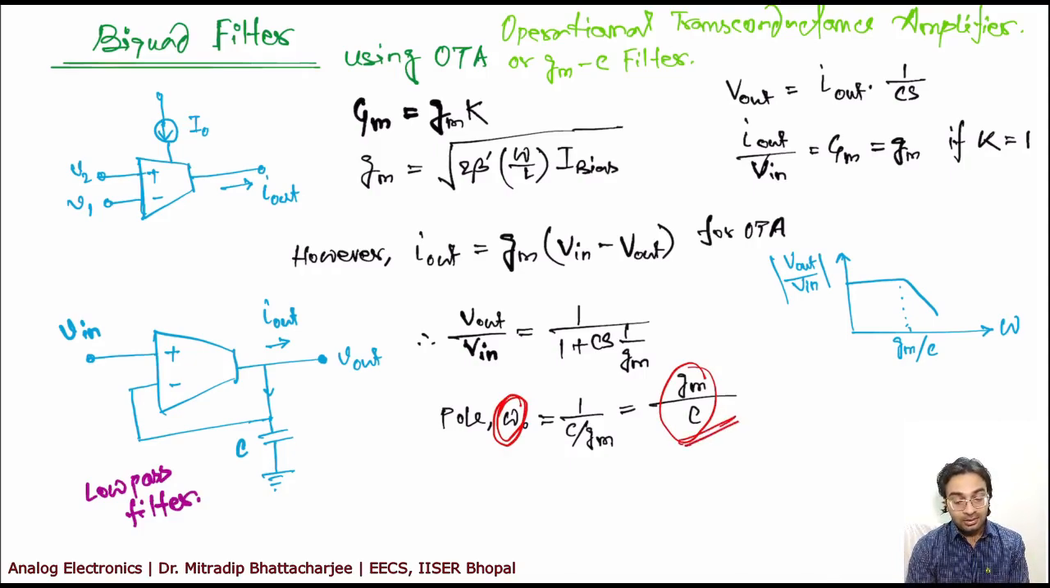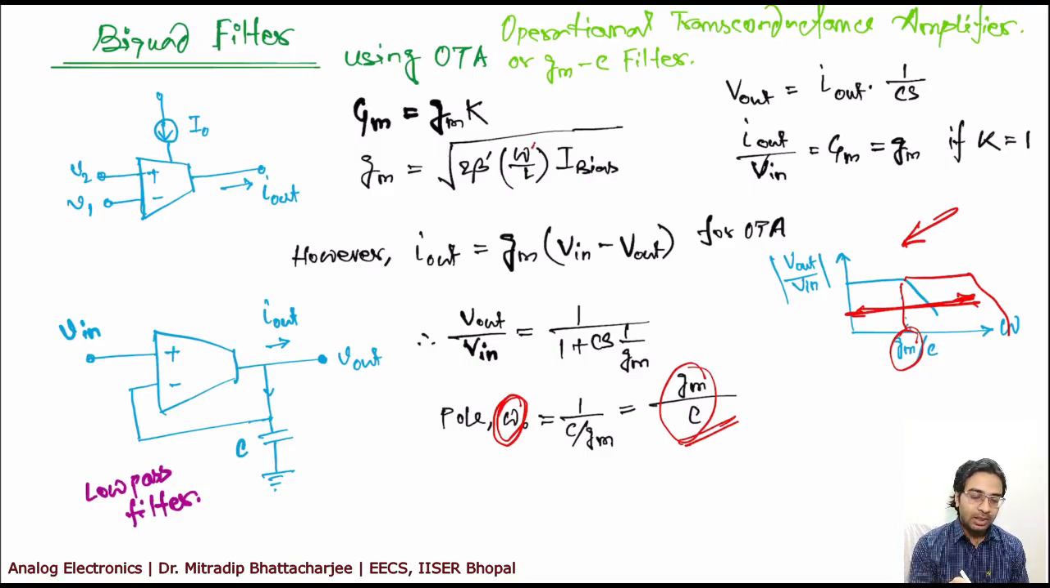Now this is your transfer function. This is how it will look. This point is GM by C. Now if you want to increase your bandwidth, say you want to make it like this, either your GM value should be high. Now if you increase your GM value, what is required?